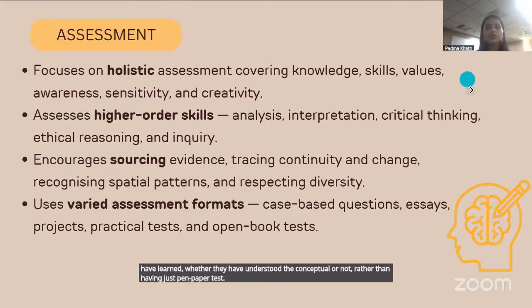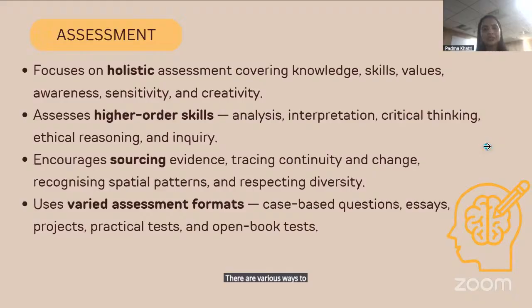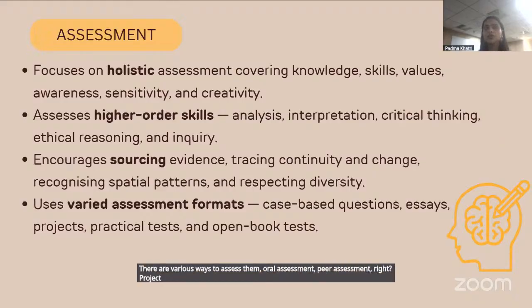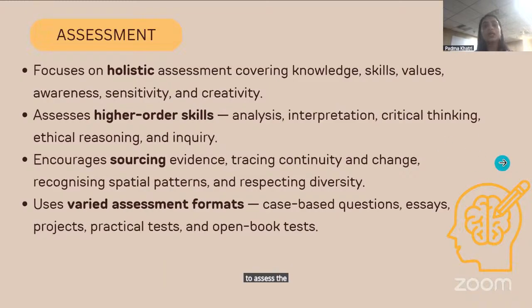There are various ways to assess them: oral assessment, peer assessment, right? Project. Then they can be involved in different field work, surveys, open book tests. So these are the various assessment tools that you can use to assess the conceptual understanding of the learners rather than the content memorization of the learner.